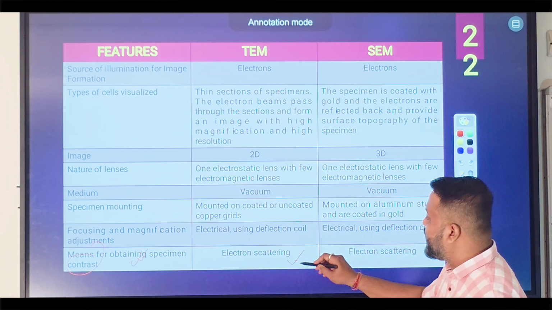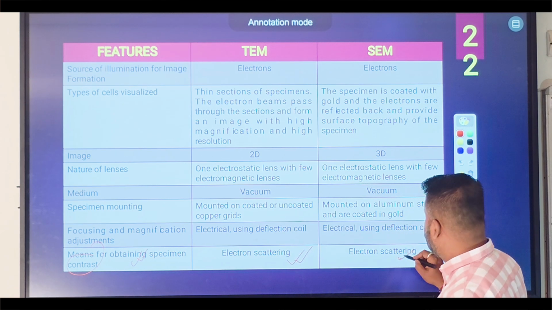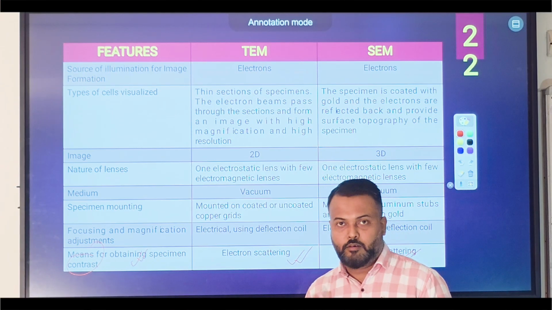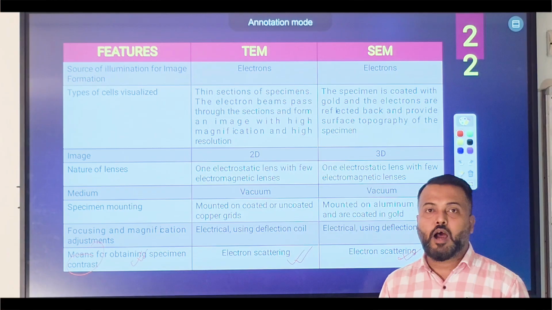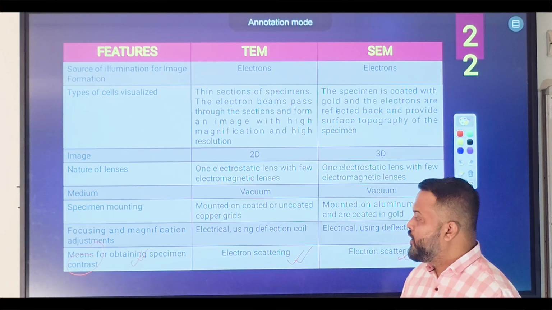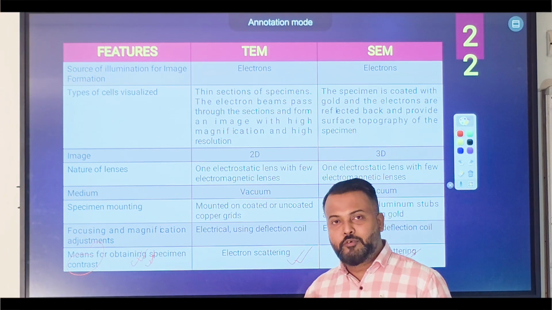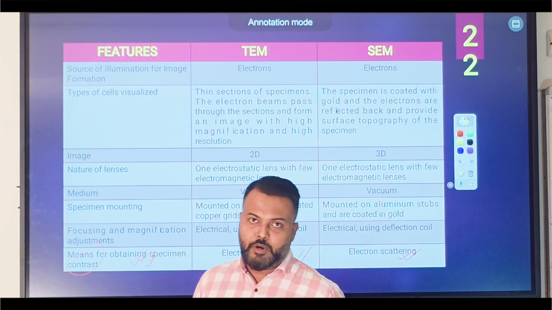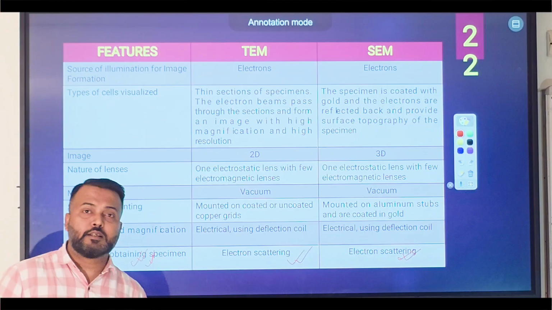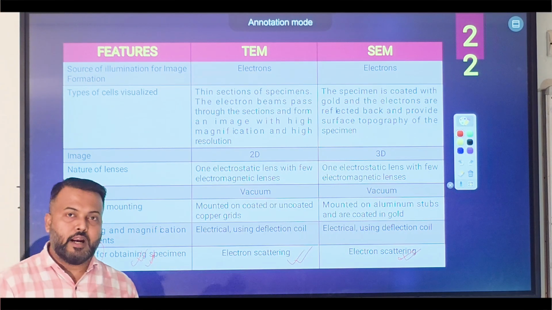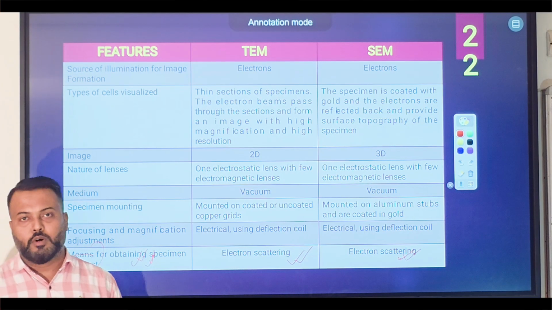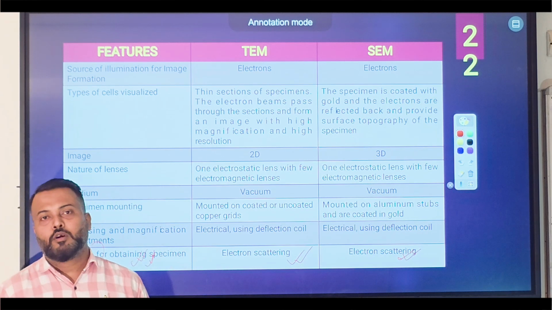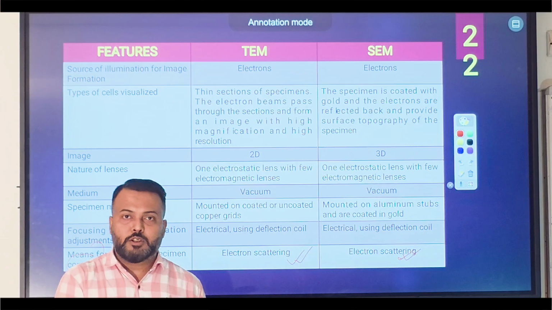Here electron scattering will be the means, in both the cases, for obtaining specimen contrast. How many electrons are scattering and how they are scattering, depending on that only your contrast will be modified accordingly, and finally you will get a very good quality, high resolution image of the object. So I guess this entire session of part 1 and part 2 of the microscopy session will help you understand, briefly at least, the different kinds of variables of microscopy.